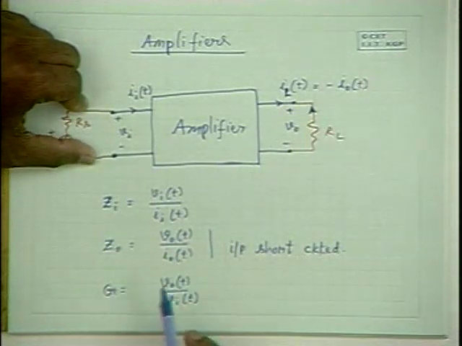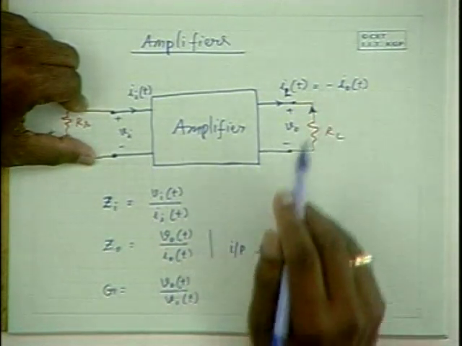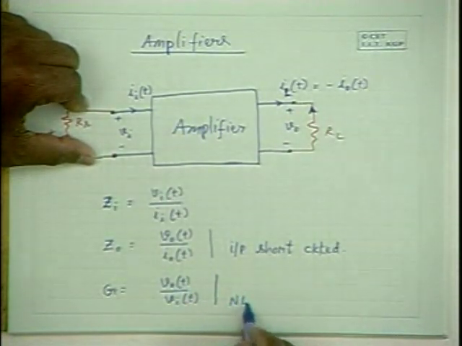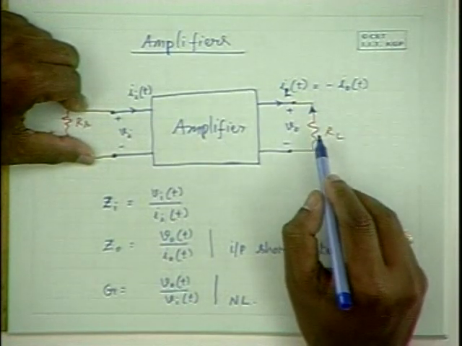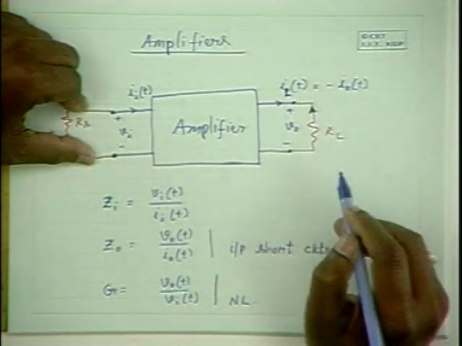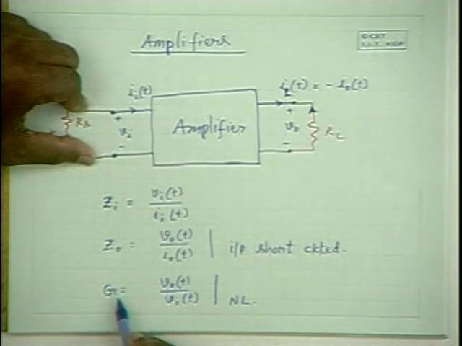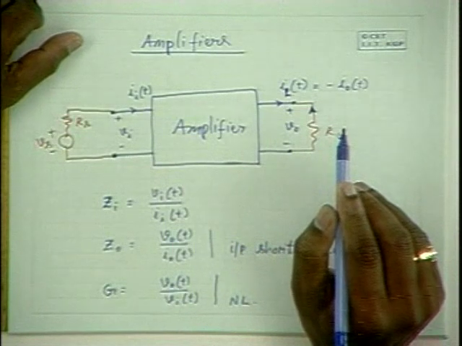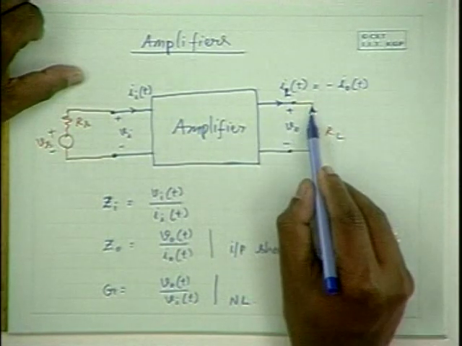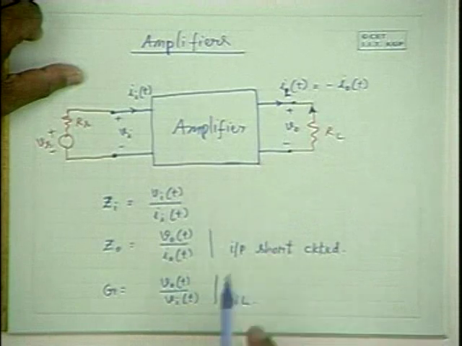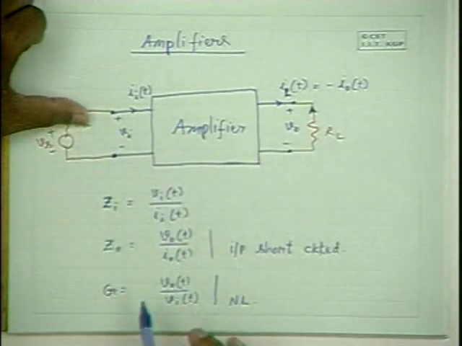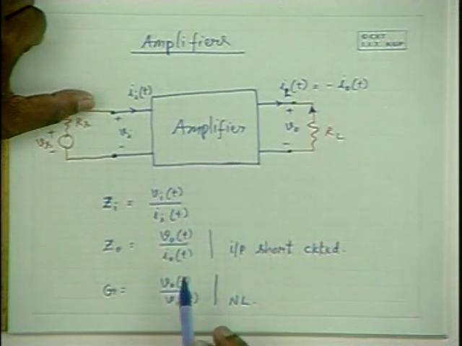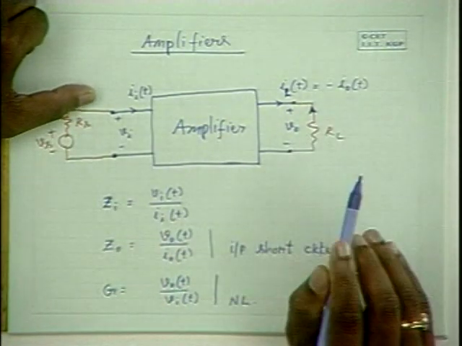And the gain, as we have already mentioned, is V0T divided by VIT under no load conditions, when the load resistance is infinity or when the load is not there. So this is the voltage gain of the amplifier, the no load voltage gain of the amplifier. Of course, when you connect the load resistance, V0T divided by VIT becomes the gain of the amplifier under loaded conditions.